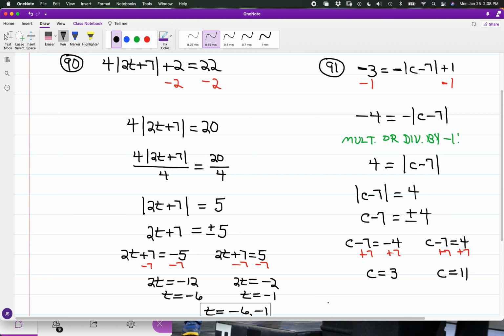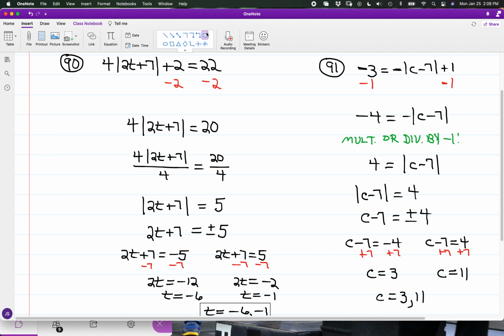So just like t earlier, c is going to have 2 solutions, and this time they will both be positive, that we have 3 as well as 11.